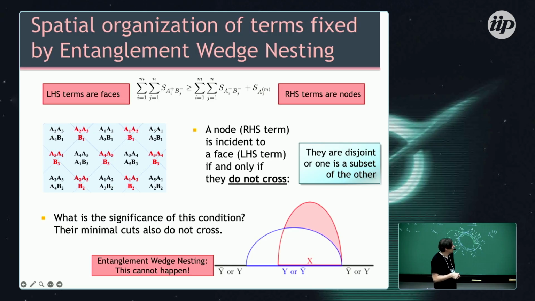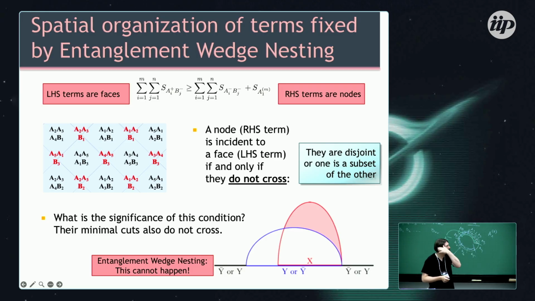The answer is that a node, a right-hand side term, will be incident to a face, a left-hand side term, if and only if they do not cross. What does it mean that they do not cross? It's 2 options. Either one is contained inside the other, or they are disjoint. And because I don't care whether I talk about specific regions or their complements, those 2 things are actually the same. If they're disjoint, that means that the complement of one contains the other. Let's check that this is true. If I look at this region here, A4, A5, B3, we see that it is contained here, disjoint from this, disjoint from this. So hopefully you see that I didn't cheat in my picture.